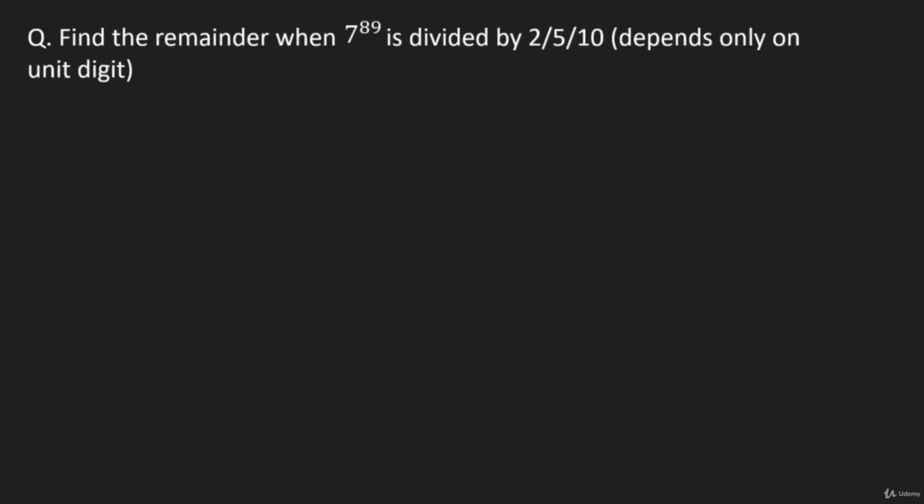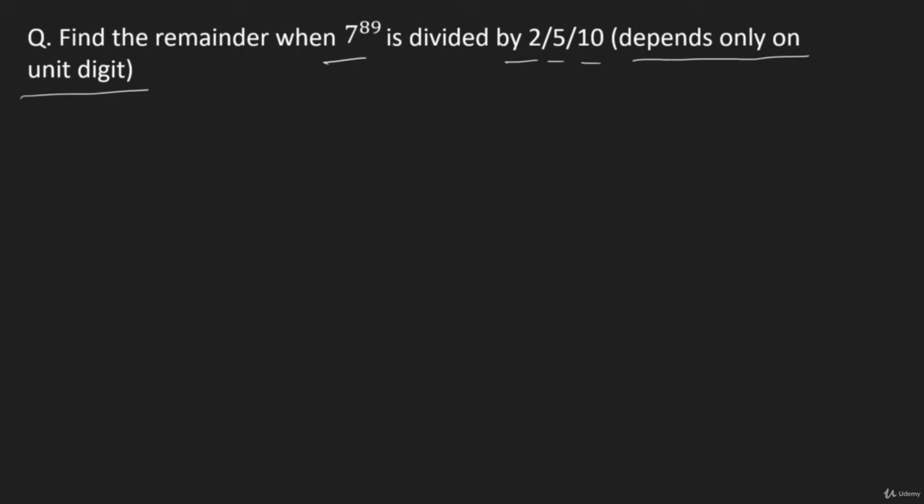Let's do this problem. Find the remainder when 7 to the power 89 is divided by 2 or 5 or 10. Alright, now there is a hint given in the bracket. So this is just for our practice. In the real exam questions, you won't get a hint. But dividing by 2, 5 or 10 depends only on the unit digit. Now pause the video, give it a try, and then we'll solve it together. Alright, we are back. I hope you have given it a try.